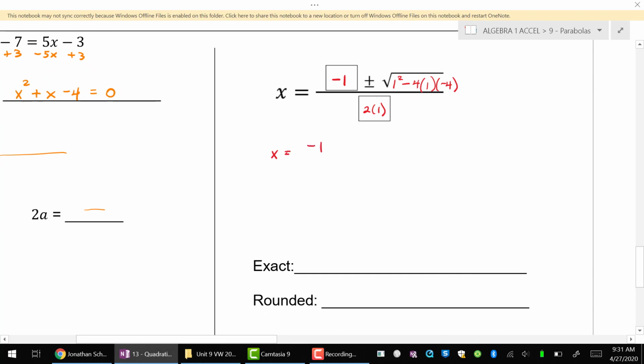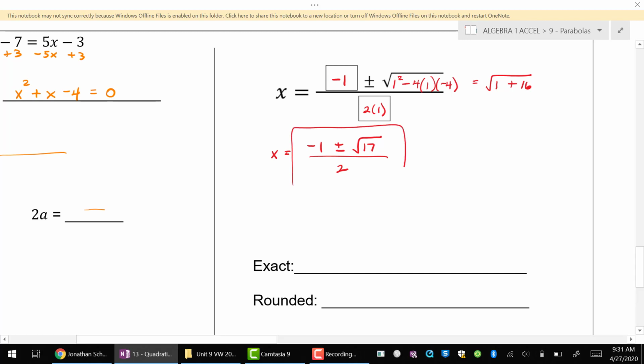And can we clean this up? Plus or minus the square root of 17. That'll become 1 plus 16. That's 1 plus 16. Negative 4 times 1 times negative 4 is positive 16. That's all under the radical. So I have negative 1 plus or minus root 17 all divided by 2. That root 17 cannot be simplified. So I really have my exact answers. That's as far as I can go.